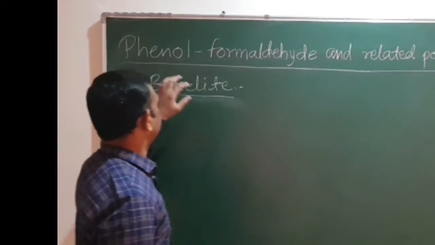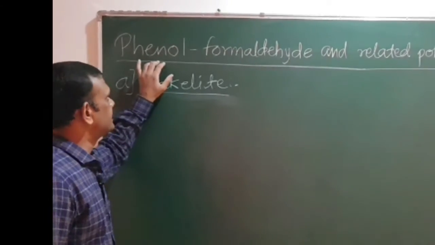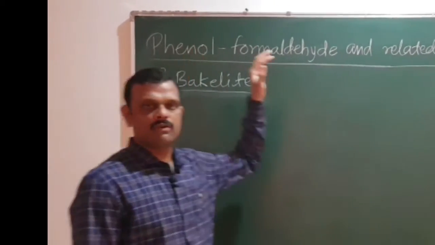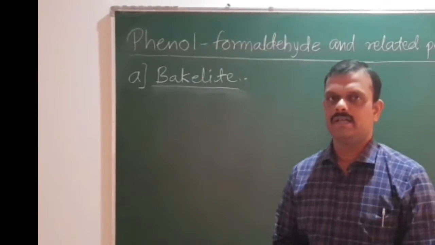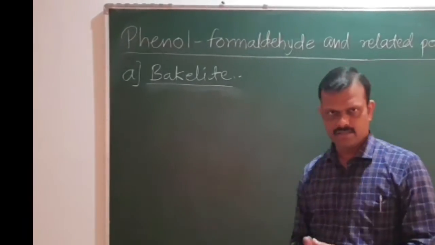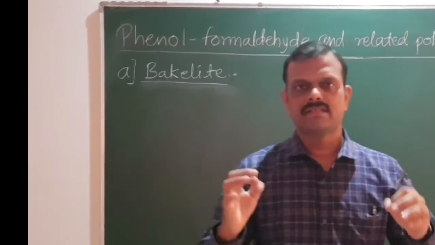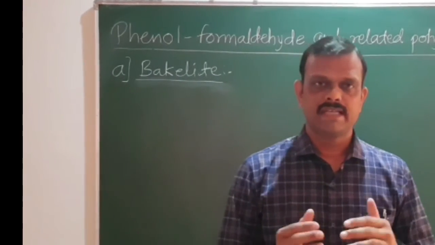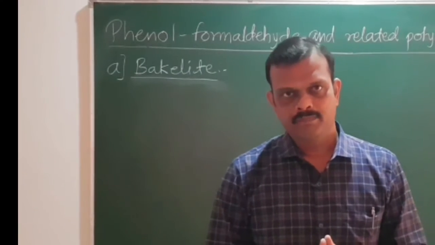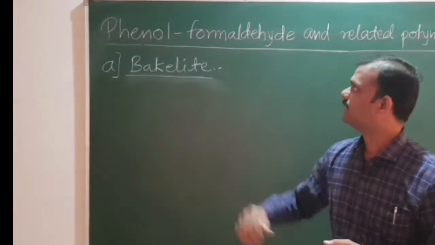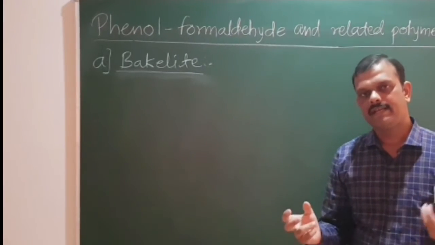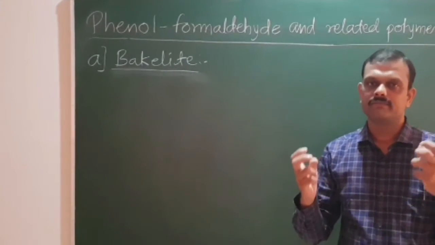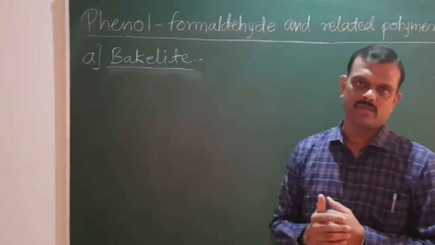The next synthesis is of phenol formaldehyde and related polymers. From that, the first one is bakelite. Bakelite is the oldest synthetic polymer which has been prepared by man. It is made up of phenol and formaldehyde. Phenol and formaldehyde are the monomers of the bakelite polymer.